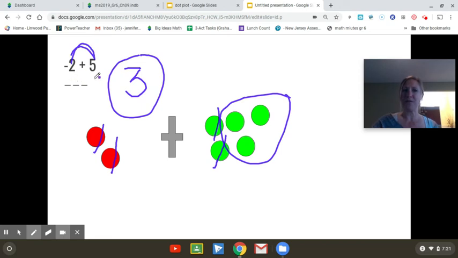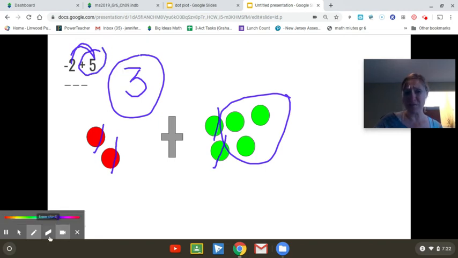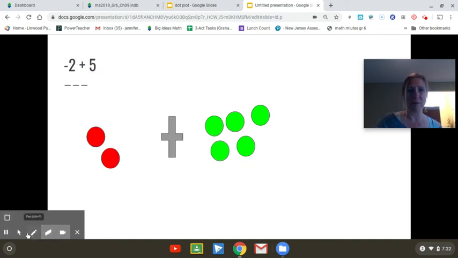How about 3 plus negative 4? So again, if you try to cancel out for every one positive, you cancel out one negative. So you have a positive, a negative, positive, a negative, positive, and a negative. So what's left? One negative, negative 1.